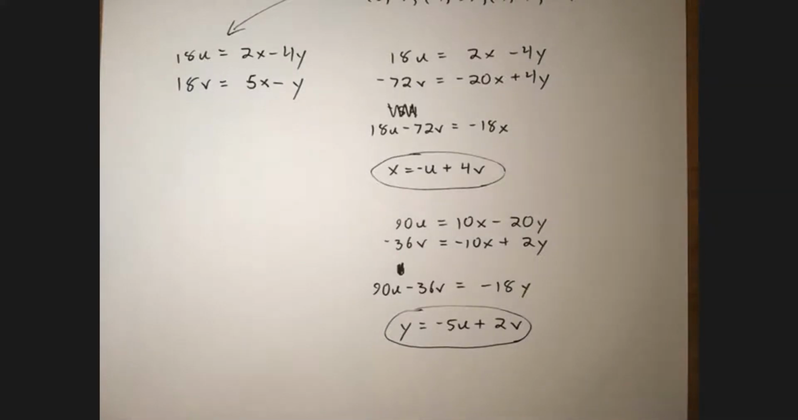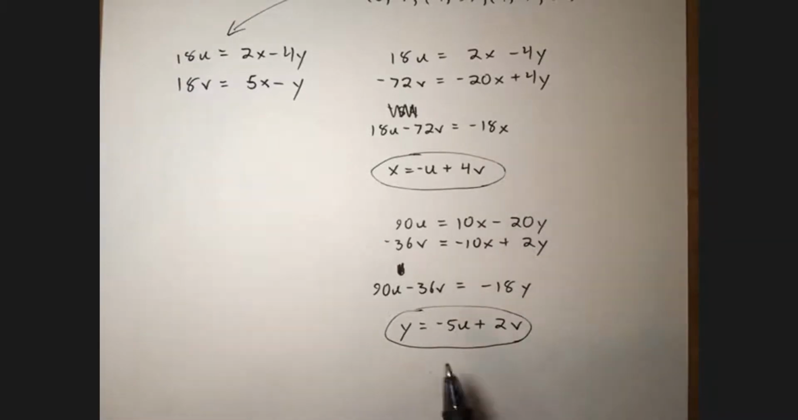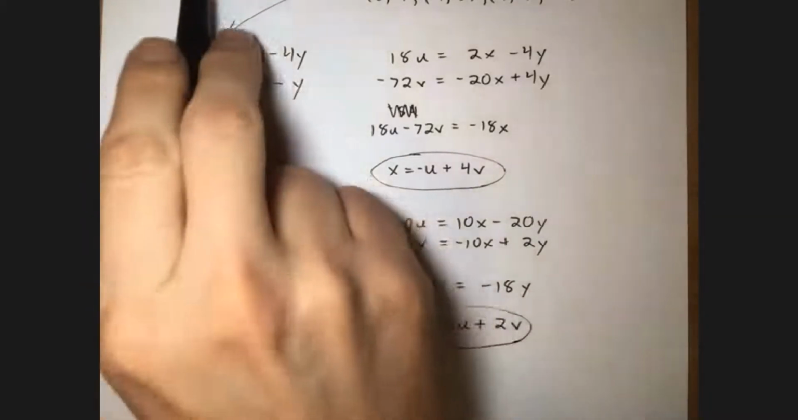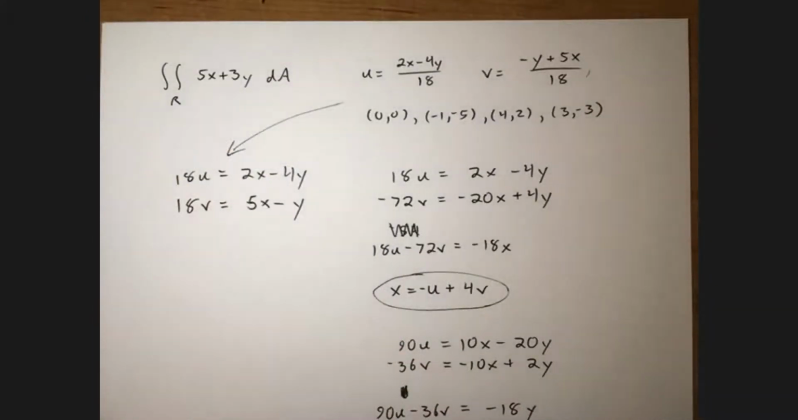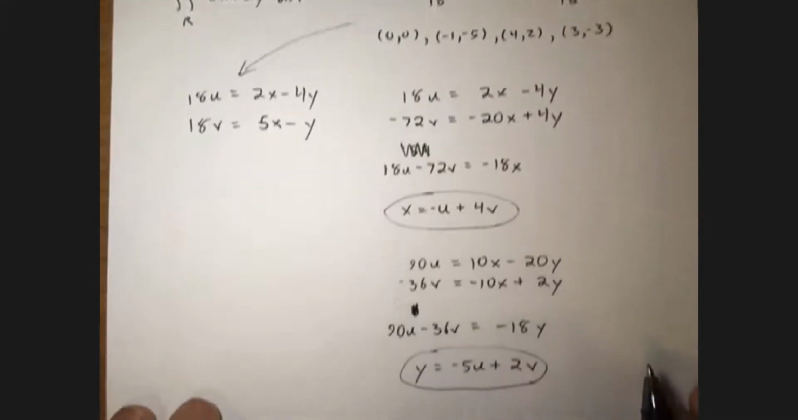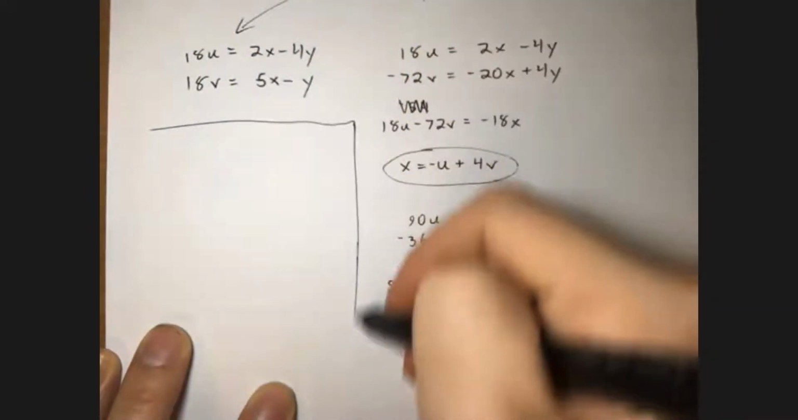Let me know if I make a mistake. I'm prone to make mistakes when I'm twisting my arms to get below the camera here. There's too much going on for me, so I get a little distracted. But this looks good. So now that we have x and y, we can substitute those in up here. But before we do that, let's compute the Jacobian. To save space, I'm going to do that over here.